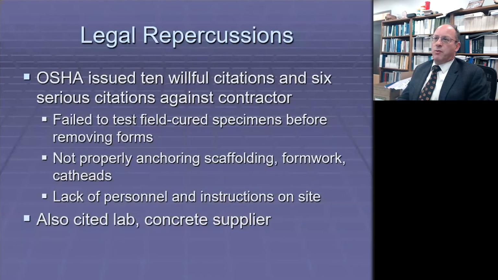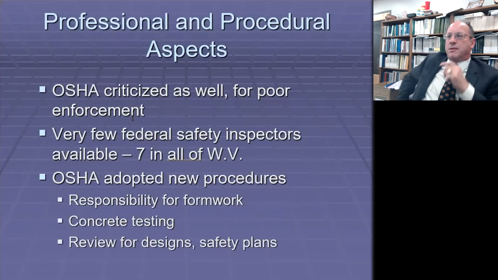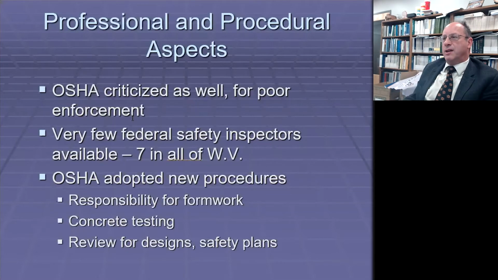OSHA issued 10 willful citations and 6 serious citations, for failing to test lab cured specimens before removing forms, and lack of procedures on the site, and also cited the lab and the concrete supplier. But in fact, OSHA came under some criticism as well for not having sufficient safety inspectors, only 7 in all of West Virginia at the time. As a result, that led to some changes in responsibility for formwork as adapted by OSHA.